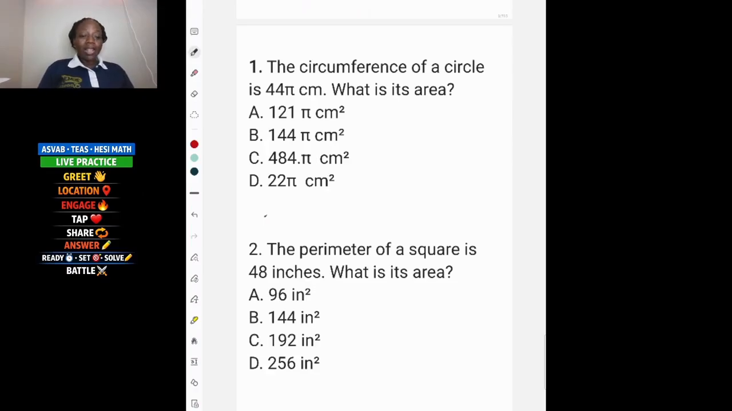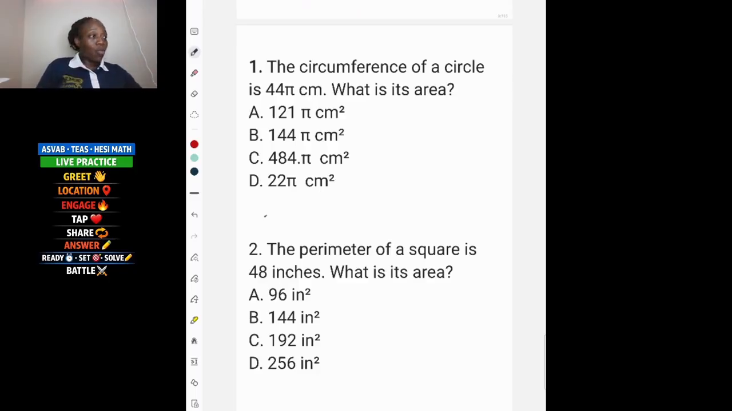Don't forget that there's no way you will run from geometry. You can't run from geometry, be it ASVAB, be it TEAS, be it HESI, and some other people that are working on other exams that are not even in the USA. Some people that are working on PCAN, you can't run from geometry.